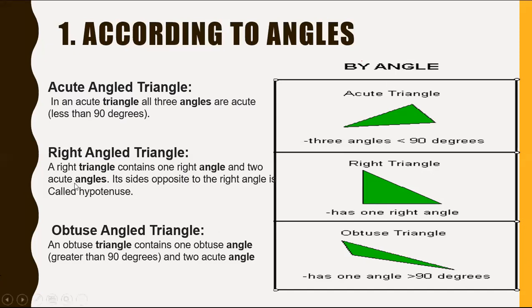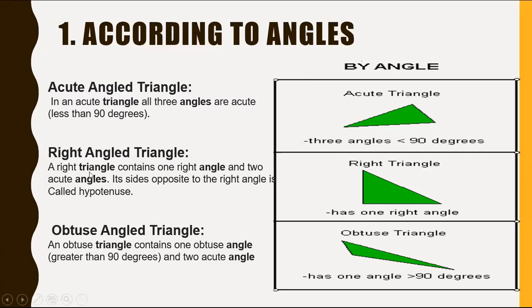In an acute angle triangle, all the angles are acute. What is the meaning of acute, beta? Acute means less than 90 degrees. So here in the diagram you can see that all the angles are less than 90 degrees. When all the angles are less than 90 degrees, it is called an acute angle triangle.